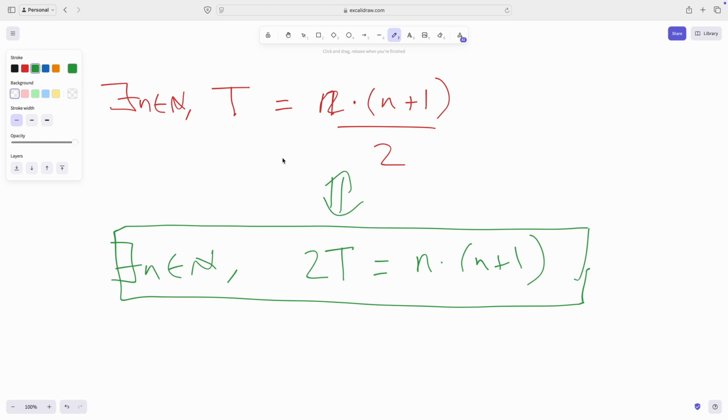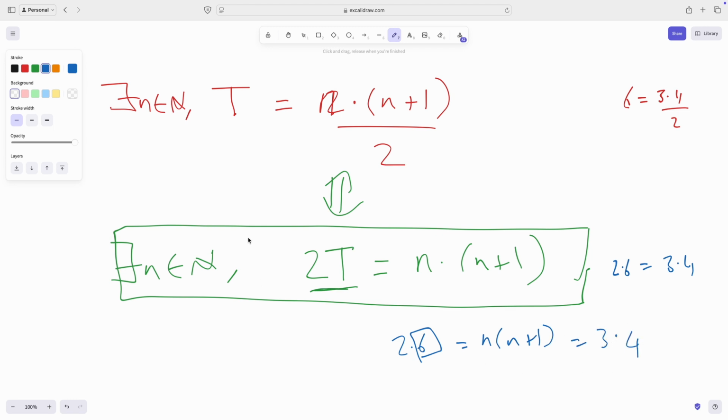So if we're testing 6, in the first version we're saying 6 equals, say, 3 times 4 over 2. Whereas if we're testing 6 here, we have to do 2t. So we say 2 times 6, which is 12, equals 3 times 4. So that works. 2 times 6, which is being tested, can be written as n times n plus 1, that is 3 times 4. So this is just the equivalent version, and it's avoided the division by 2. It's just a good habit to get into if you can do that.